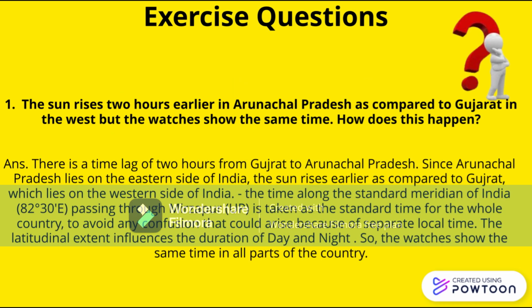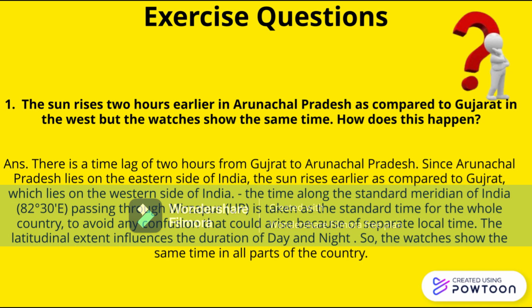Question number 3. The sun rises 2 hours earlier in Arunachal Pradesh as compared to Gujarat in the west, but the watches show the same time. How does this happen? There is a time lag of 2 hours from Gujarat to Arunachal Pradesh. Since Arunachal Pradesh lies on the eastern side of India, the sun rises earlier as compared to Gujarat, which lies on the western side of India.